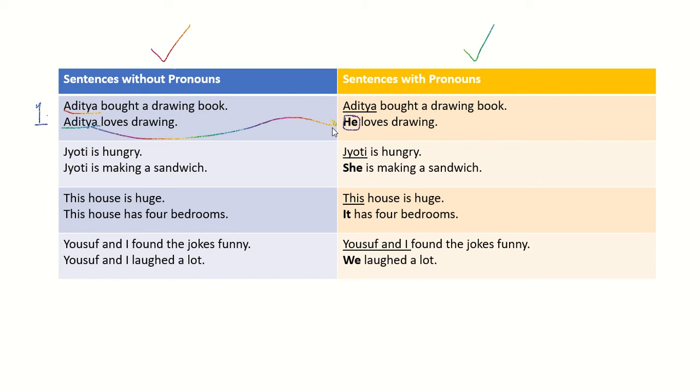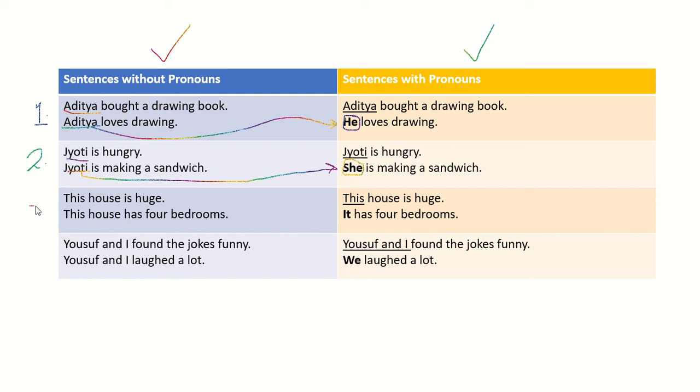Okay. Let us move on to the second one. Jyoti is hungry. Jyoti is making a sandwich. So I am telling Jyoti two times. Okay. I am repeating the noun twice. Now let me use the pronoun. Jyoti is hungry. She is making a sandwich. So what I did? I used the pronoun she in place of Jyoti.